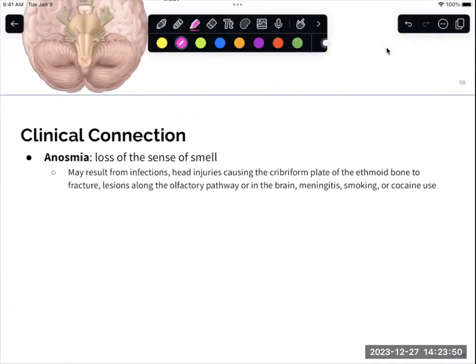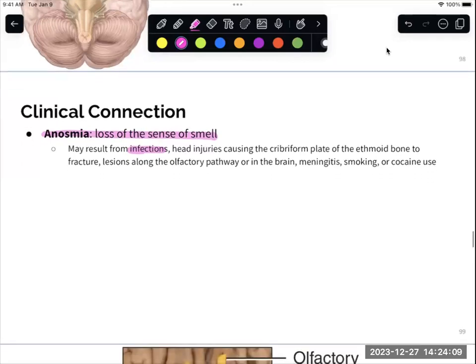Anosmia is the loss of smell. Infections, if you get a really stuffy nose, you notice how your sense of smell just isn't that good. People who get COVID sometimes completely lose their sense of smell. That's why knowing how to test cranial nerve 1 is important nowadays. It wasn't necessarily as important, but still important. But now, since COVID, it's even more important because people lose that sense of smell.